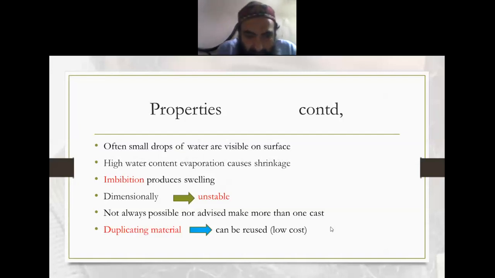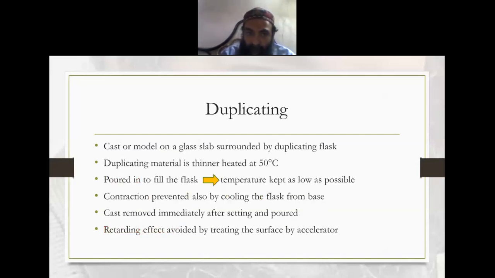Now, duplicating material. Agar is also used as a duplicating material, and during duplication it can be reused because of its low cost. We can duplicate any model through this. How? Place the cast or model on a glass slab surrounded by a duplicating flask.